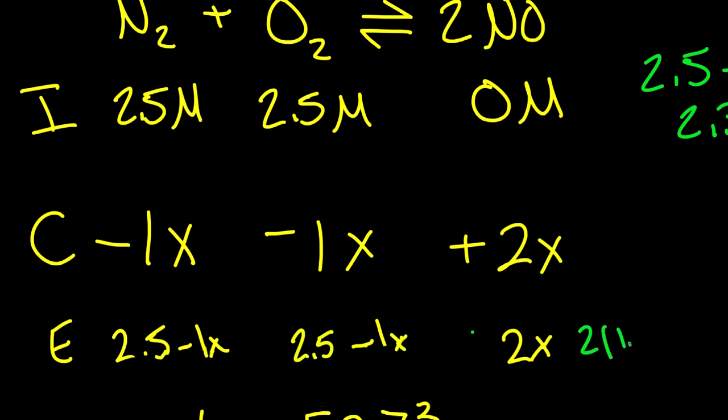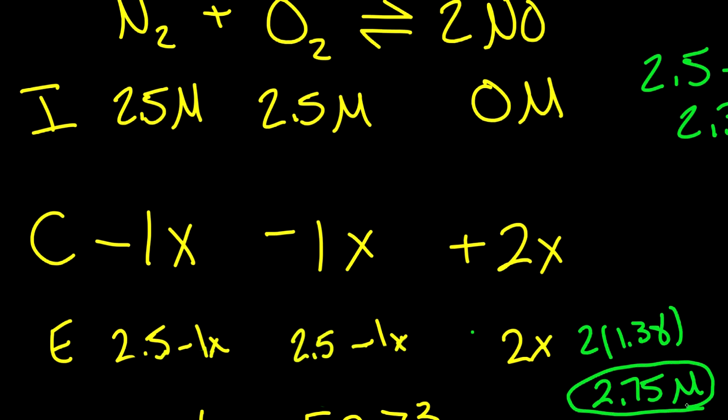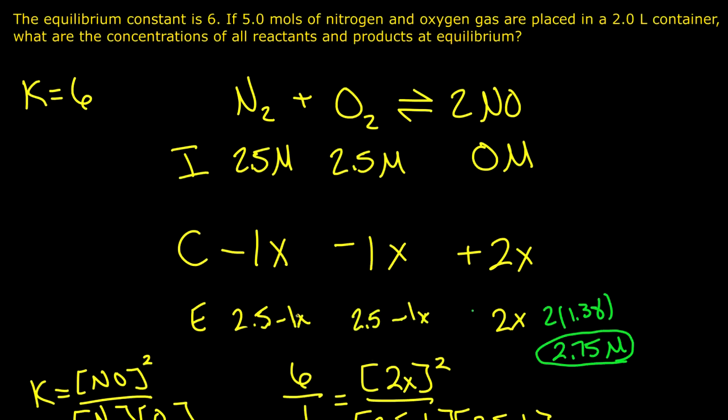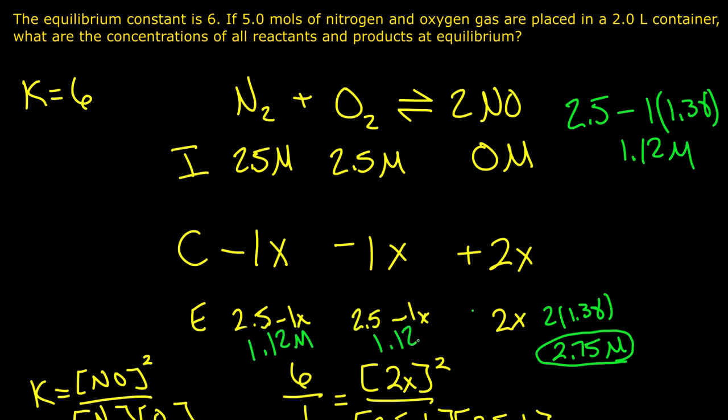So I got 2 times 1.38, and I get 2.75 molar for nitrogen monoxide's concentration. Next, I'm going to do nitrogen and oxygen at the same time since they are the same equation. So 2.5 minus 1 times 1.38, 2.5 minus 1.38 gives me 1.12. So these are both going to be 1.12 molar. And there are our answers.